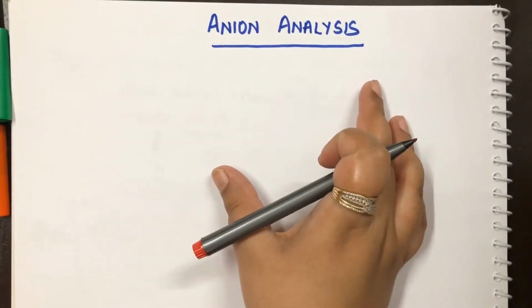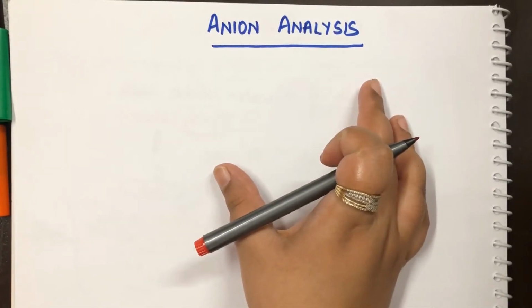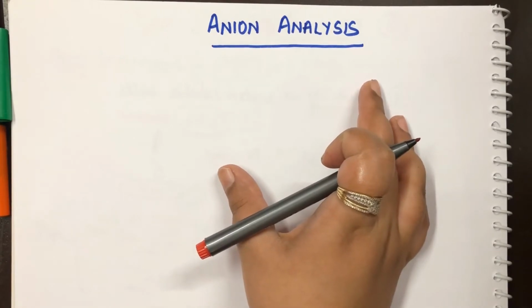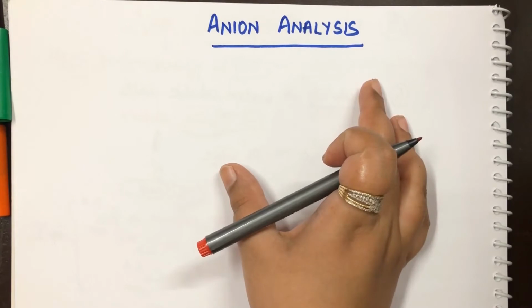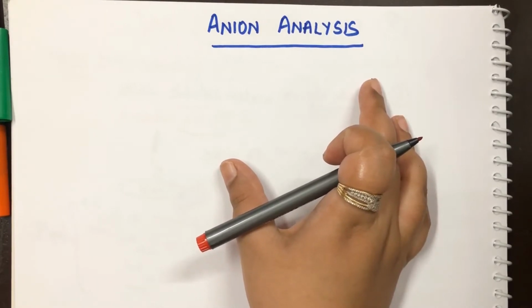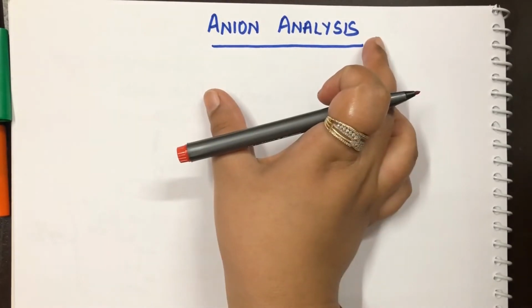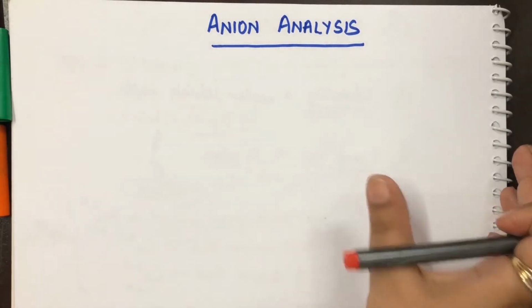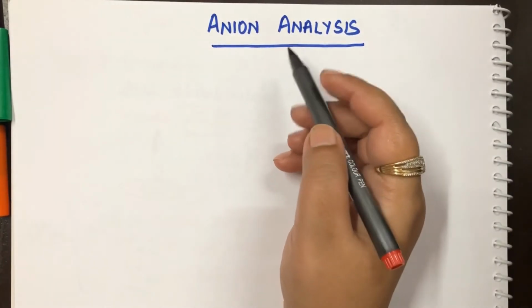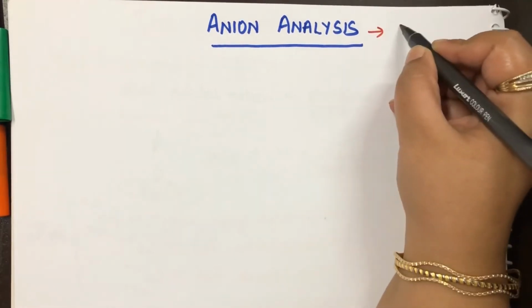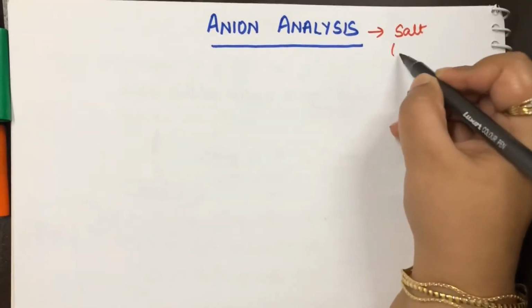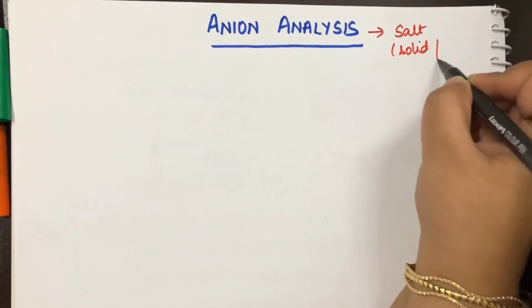The entire salt analysis is divided into two different types of analysis. The very first one is the anion analysis, and then we do the cation analysis. And it is always advised to do anion analysis before you start with the cation analysis. Now for anion analysis, we always use the salt. Obviously we know that we are going to use the salt, and we use the salt in the solid form.